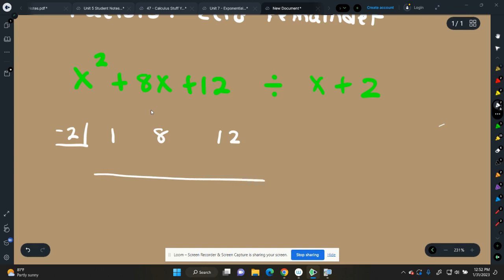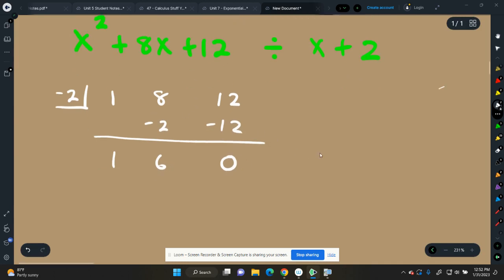Okay. So we're going to bring the 1 down, and we multiply, and we add, and we multiply, and we add. Okay. Is there a remainder? No. This is our remainder right here. Okay, so what does this equal? It started off as x squared, so what's this going to be down the bottom? X plus 6. X squared plus 8x plus 12 divided by x plus 2 equals x plus 6. We have a 0 remainder.